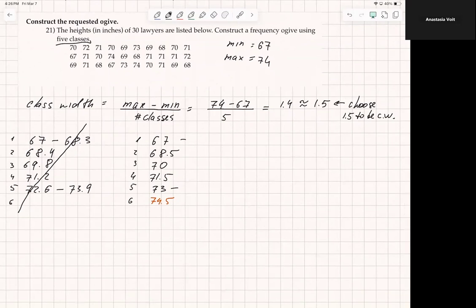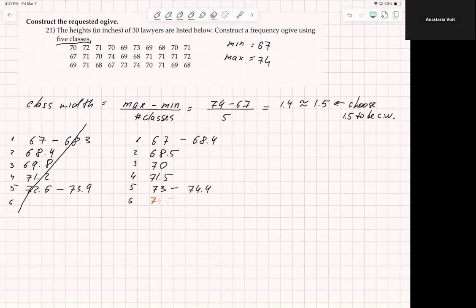Now let's check again the upper limit of the first class and the last class and see if the maximum and minimum values go into those classes. If everything is fine, then we can continue calculating the rest of the upper values, right? So we have 68.5 minus 0.1, that's going to be 68.4. And here we would have 74.5 minus 0.1, it's going to be 74.4, right?